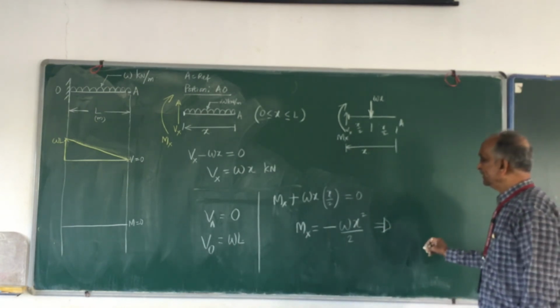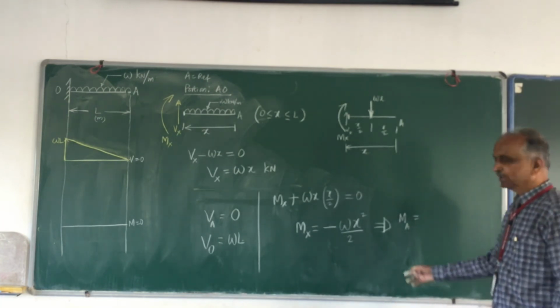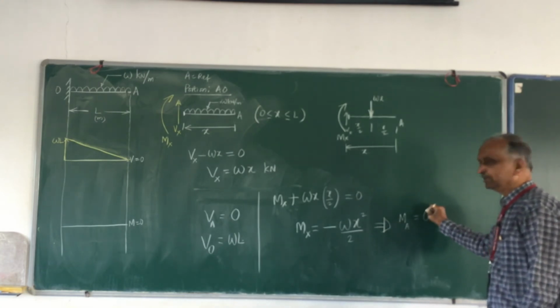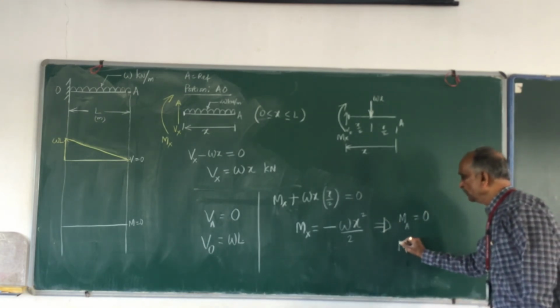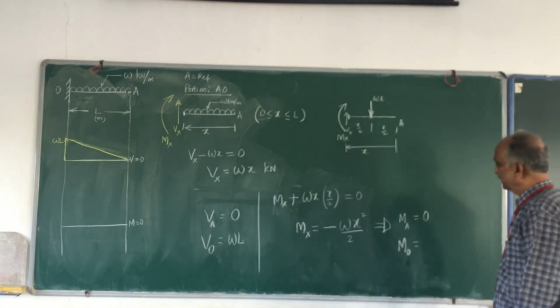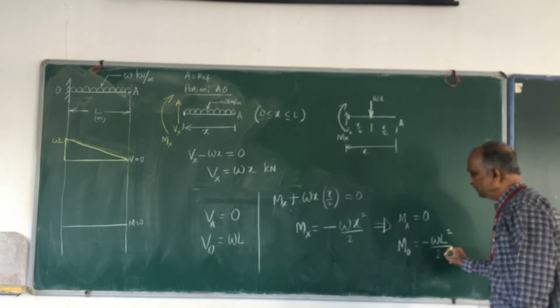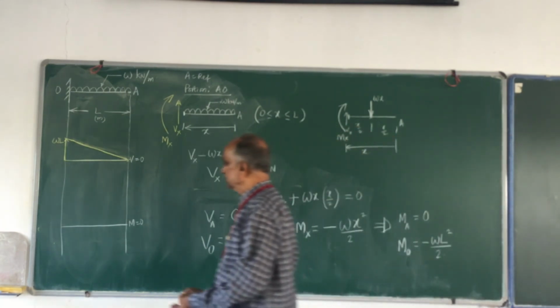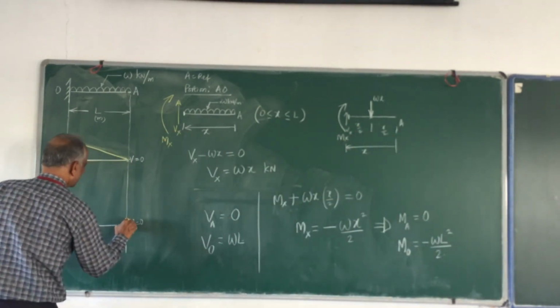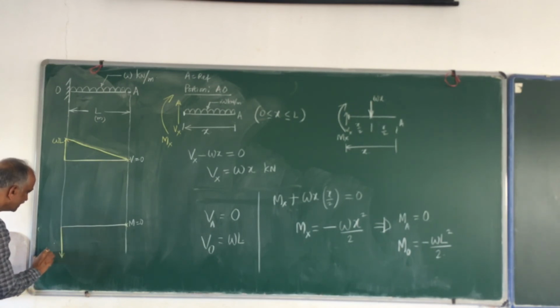Let me try with only 2 points first and convince you that at least 3 points are required. Bending moment at A. What is the value of x? X is 0, bending moment is 0. Bending moment at O, x is L. This is minus W into L square divided by 2. So I know this is 0 and this is negative, and the value is W L square divided by 2.